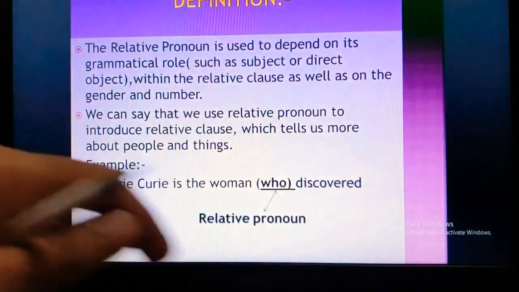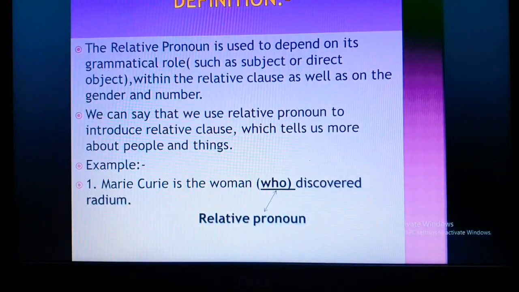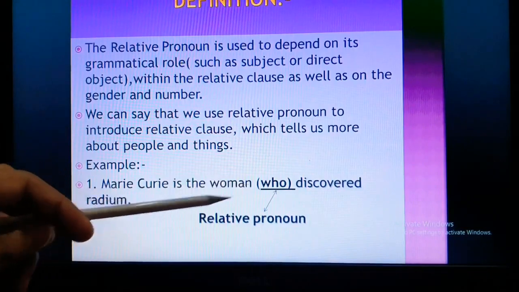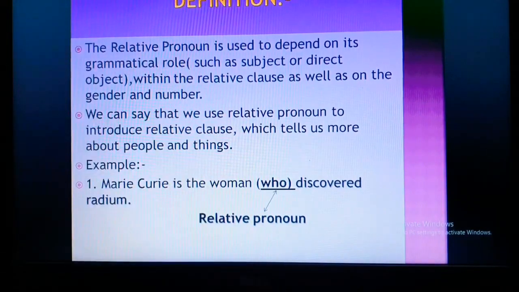Now, what is pronoun relative? We can see it again. Pronoun relative depends on its grammatical role, such as subject or direct object, within the relative clause, as well as on the gender and number. We use relative pronouns to introduce a relative clause, which tells us more about people and things. The example we saw yesterday: Marie Curie is the woman who discovered radium. So who is being used as the relative pronoun?